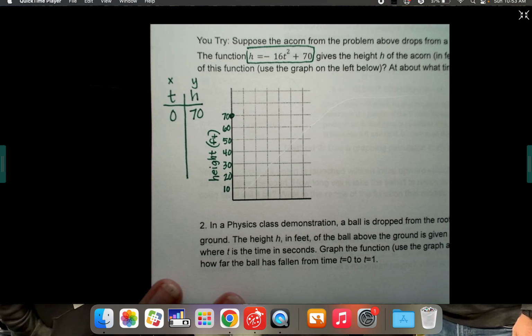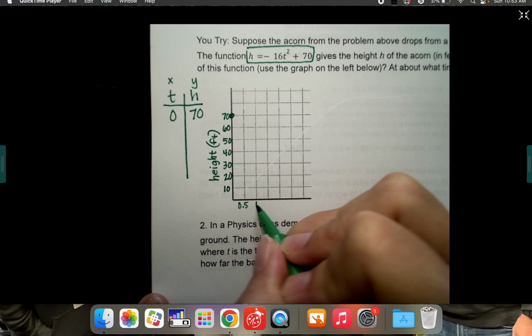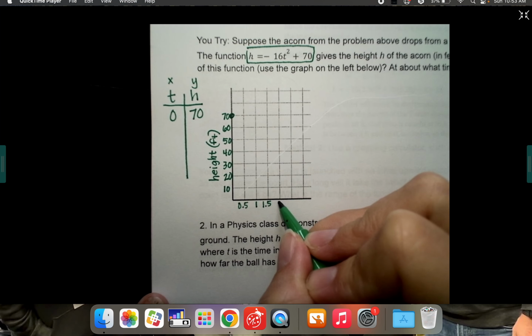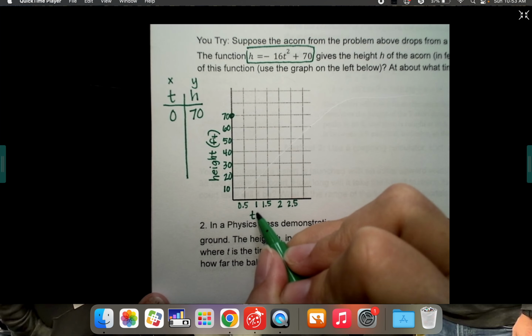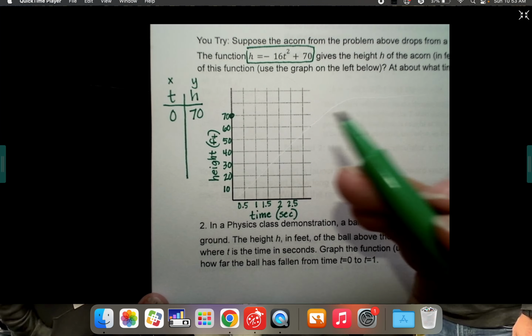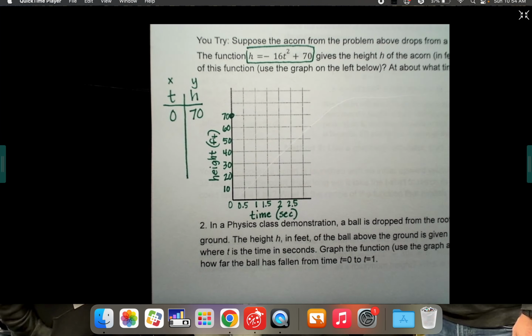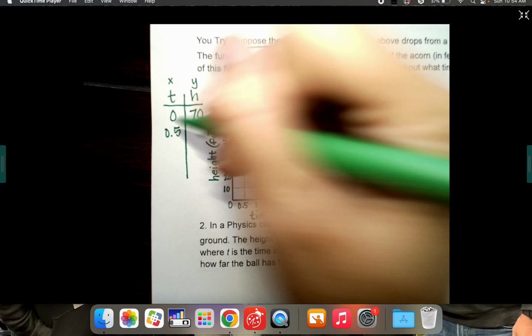Okay, this is the seconds. We could do 0.5, 1 second, 1.5, 2 seconds, 2.5, and this is the time in seconds. Okay, so at 0 seconds, we start at 70 feet. Okay, let's find out where we are at 0.5 seconds.